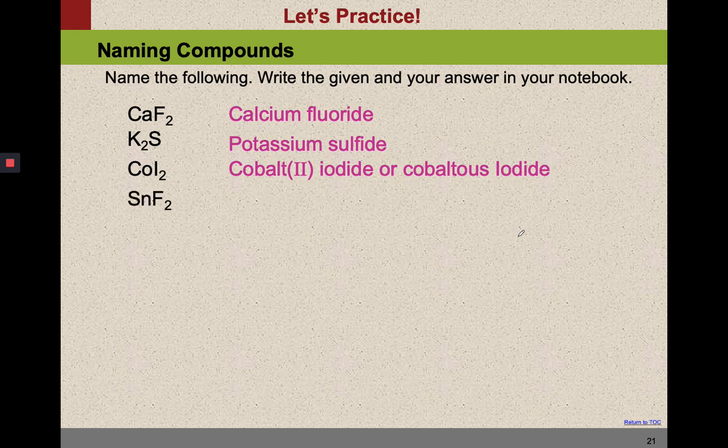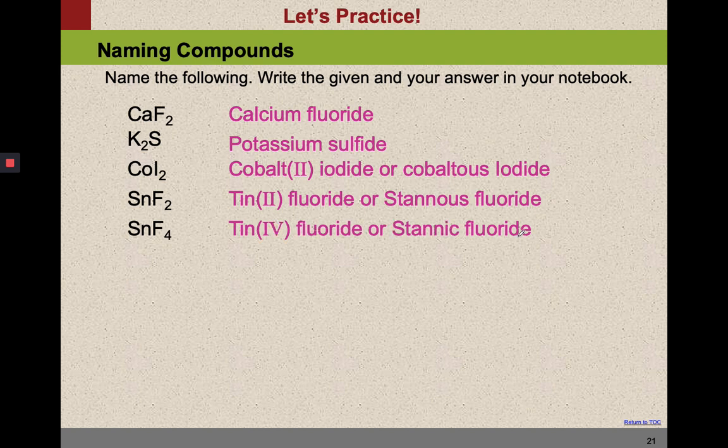SnF2. Can tin form a cation with a variable charge? The answer is tin(II) fluoride or stannous fluoride. How about SnF4? That's tin(IV) fluoride or stannic fluoride. MnO. Can manganese form a cation with a variable charge? Yes, it can. So if we must specify the charge, manganese(II) oxide.